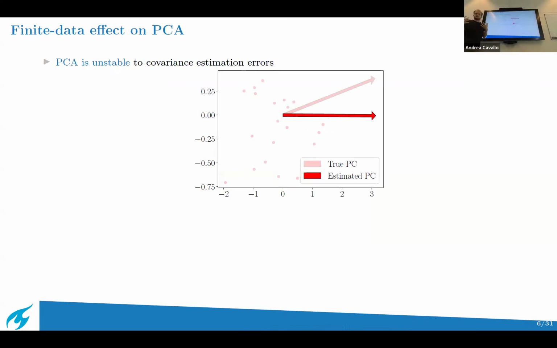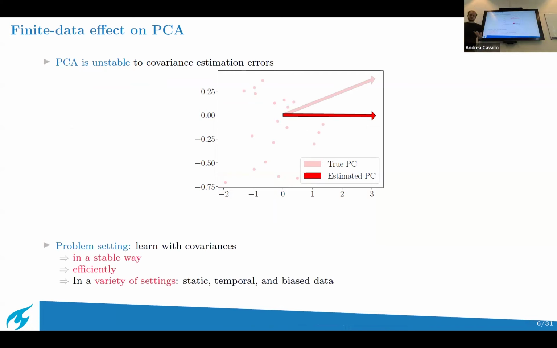This creates more problems, even if we want to do PCA, right? Here I have a very simple simulation where I have a true principal component, that's this one, and then I generate a few samples, and I compute the principal component from the samples, and it's this red line, right? So it's very much off, but in practice, that's what we work with. So how do we deal with this when we want to do machine learning?